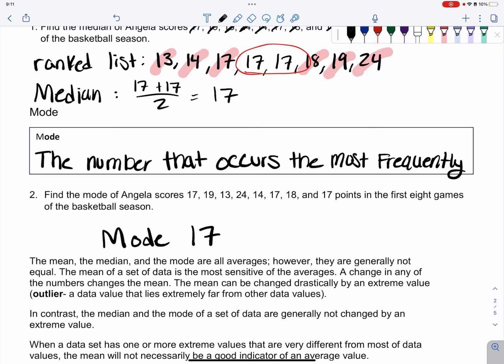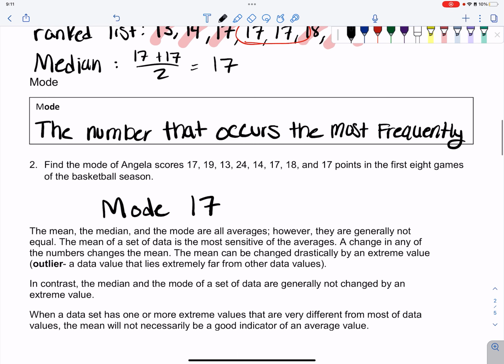And then lastly here, I want to go over a little bit about the differences between these 3 averages that we have. Our mean, median, and mode, they're all a type of finding the center of our data set, but they're not equal to each other. They don't tell us the same thing necessarily. And a lot of times, they're not the same number.